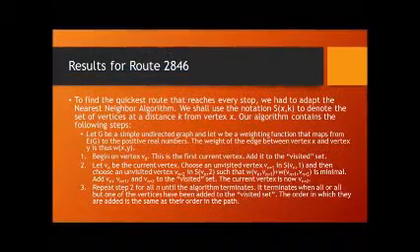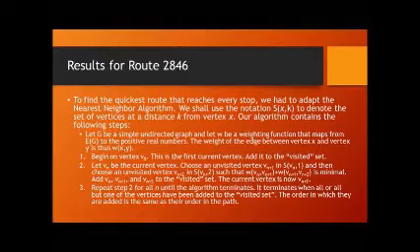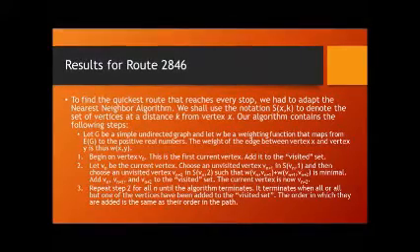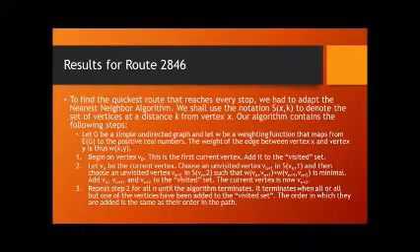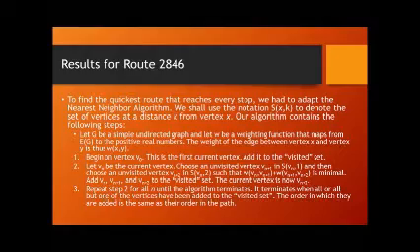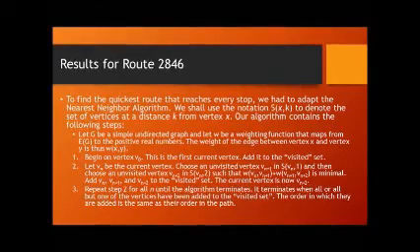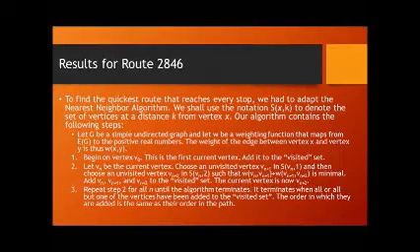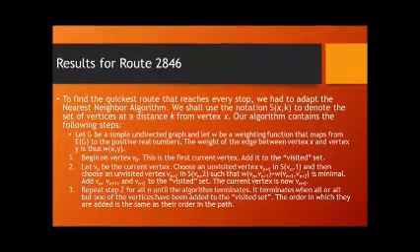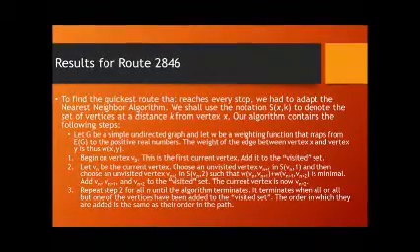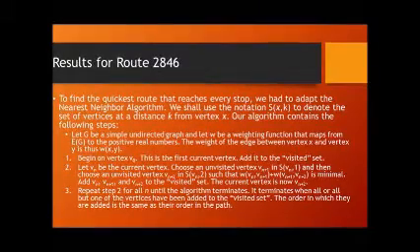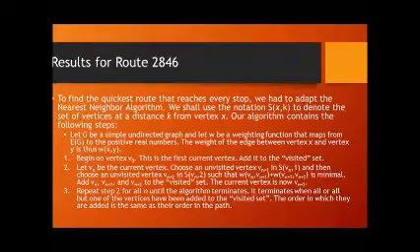These are the results for route 2846. To find the quickest route that reaches every stop for route 2846, we had to alter the nearest neighbor algorithm a bit. We shall now use the notation S of x comma k to denote the set of vertices at a distance k from vertex x. And once again, I'll give a formal description of the algorithm first, and then an informal one.